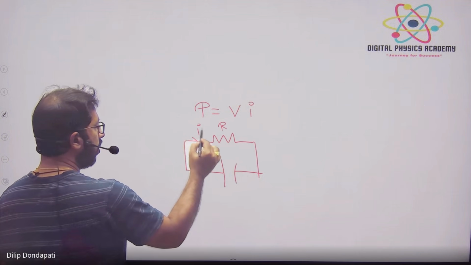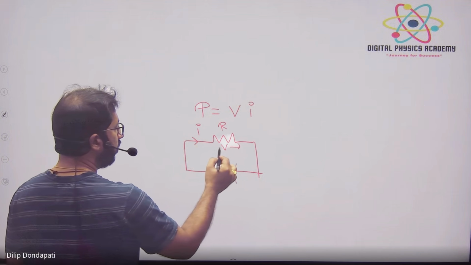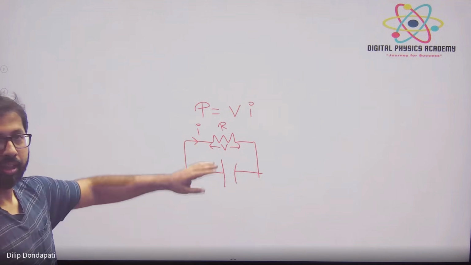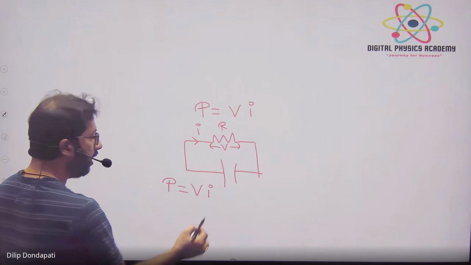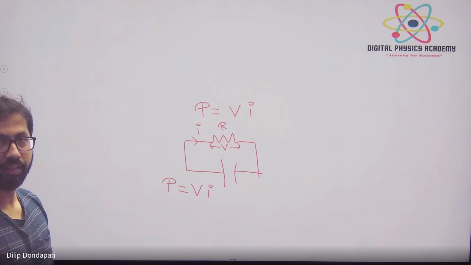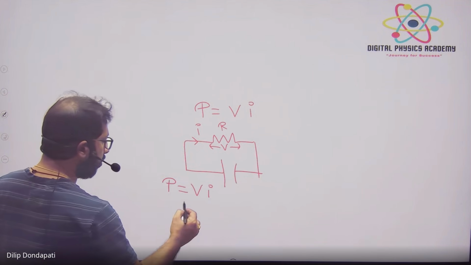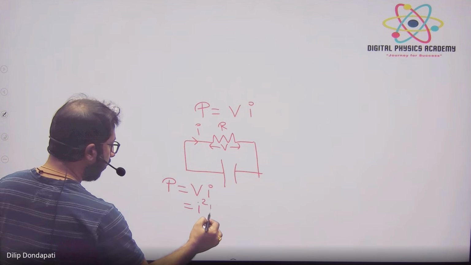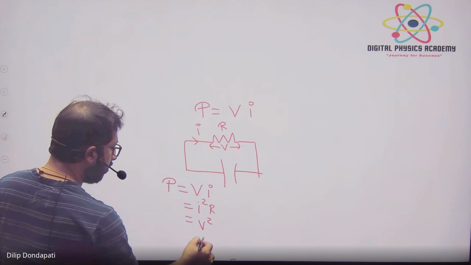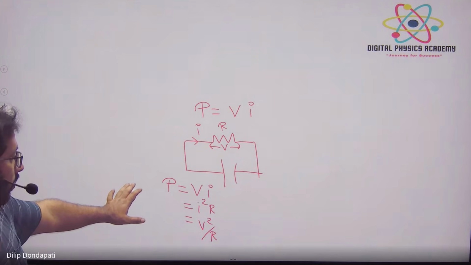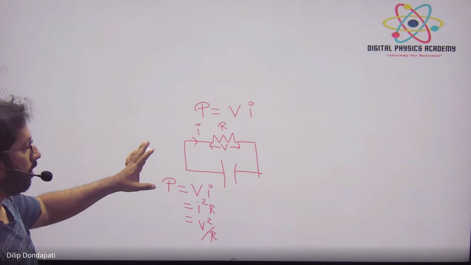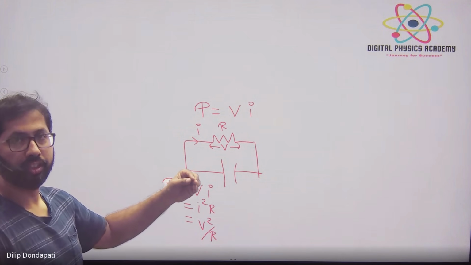And the current flowing in the resistor from this cell, and the voltage across the resistor, the power dissipated formula is also VI, right? Power dissipated in resistor. And by using Ohm's law, we got the formula I square R or V square by R. Very important thing we'll learn. Now power we finished. Now we'll go for electrical energy, then numericals.